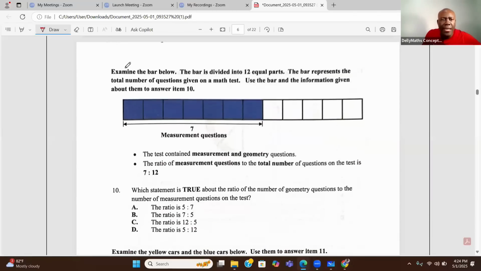All right. It says, examine each bar below. The bar is divided into 12 equal parts. The bar represents the total number of questions given on a math test. Use the bar and the information given about them to answer. Okay, so we're looking at this. So we're seeing this is a measurement question, and this is total we're looking at. Okay, so the measurement is 7. Now we said the test contains measurement and geometry. So this part is geometry right here. This is our geometry section. And then you could see that this is 5 pieces, right? So 1, 2, 3, 4, 5.